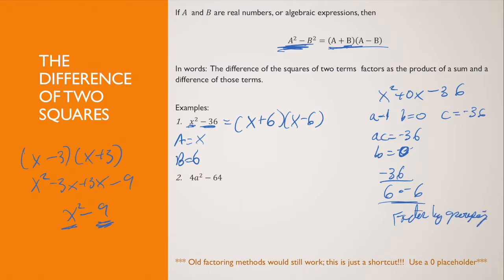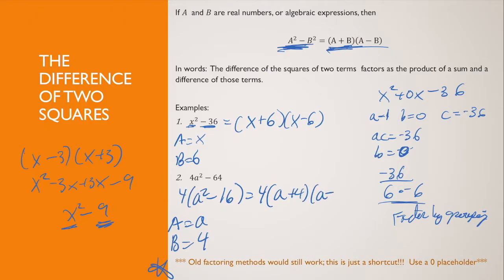Oh yeah, I put that down here, just so you know. If I have 4a squared minus 64, the first thing I want to do is pull out the greatest common factor. So I have 4 times a squared minus 16. In this case, my capital A is a. My capital B is 4. So I'm left with 4 times a plus 4 times a minus 4 as my final answer. You always want to make sure, if you can, to pull out the greatest common factor first.